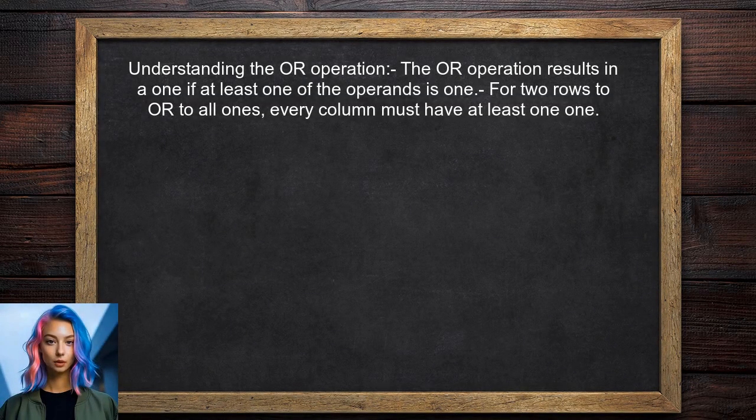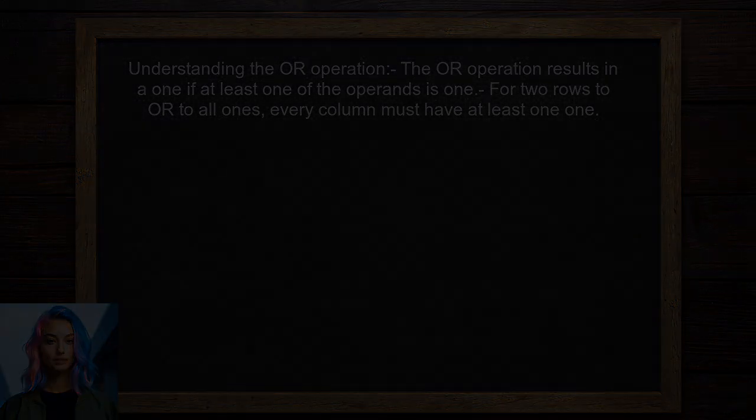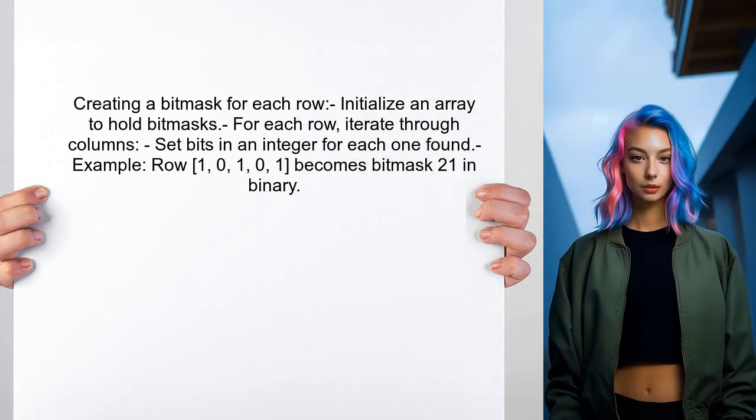To find the number of pairs of rows whose OR results in a row of all ones, the user should first understand the properties of the OR operation. Specifically, if two rows OR together to produce a row of all ones, then every column in those rows must contain at least one one. Next, the user should create a bit mask for each row. This bit mask will represent the columns where the row has ones. The user can achieve this by iterating through each row and setting the corresponding bits in an integer.